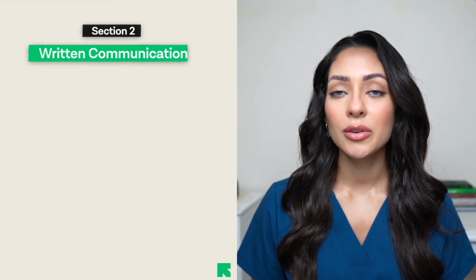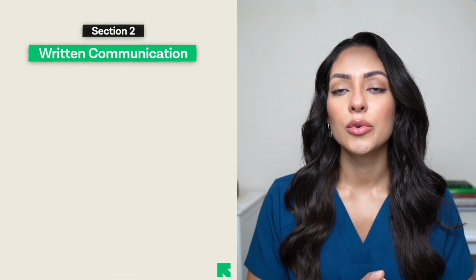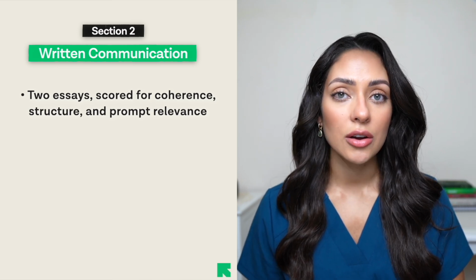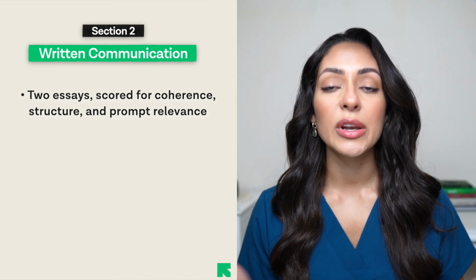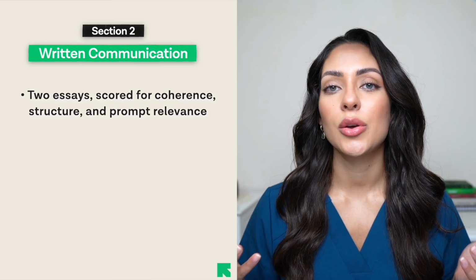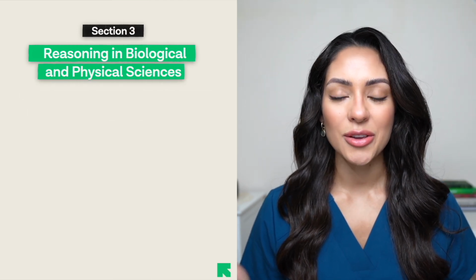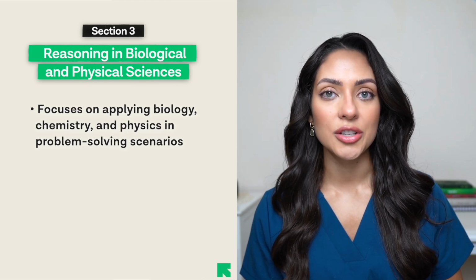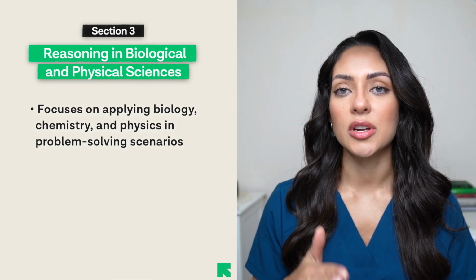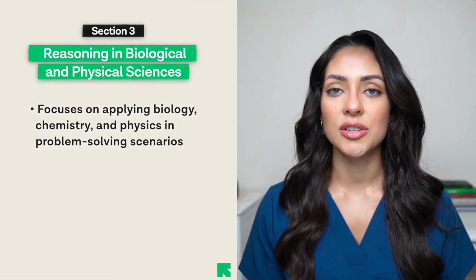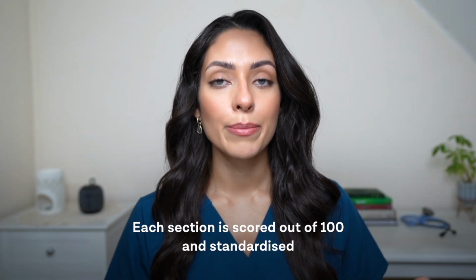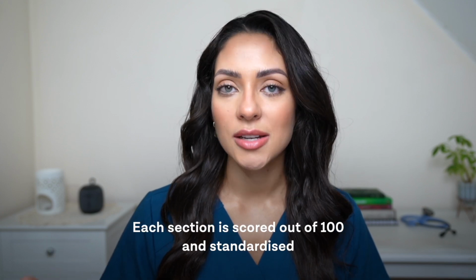For Section 2, your written communication, they will look at your essays and you will be scored based on the coherence, structure, and ability to address the prompts that you were given. For Section 3, you will be scored based on your ability to apply scientific knowledge, mainly biology, chemistry, and physics, in different situations. Each section is marked out of 100, but all of the scores are standardized.